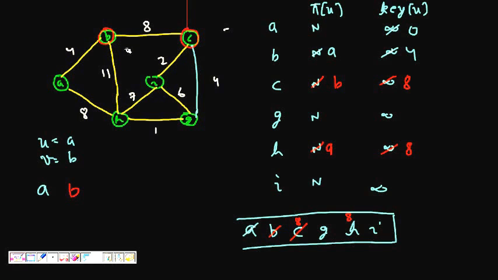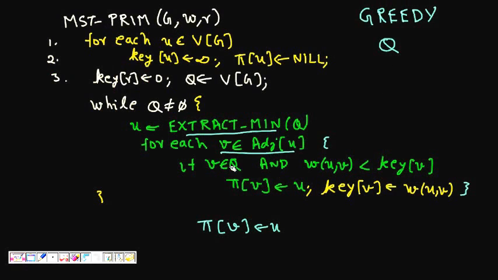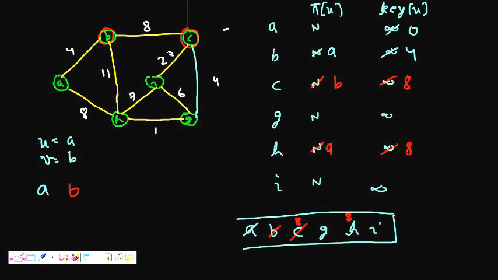But B is now not inside the queue. So if you see the code, we choose only those neighbors that are inside the queue, which means they have not been extracted. So first we check B, but B has already been taken out of the queue. Then it goes to, let's say, I.